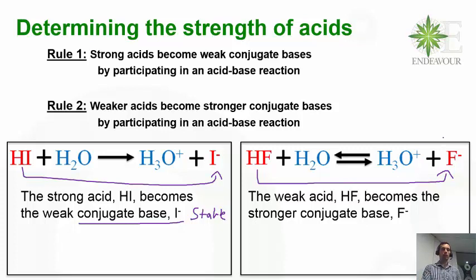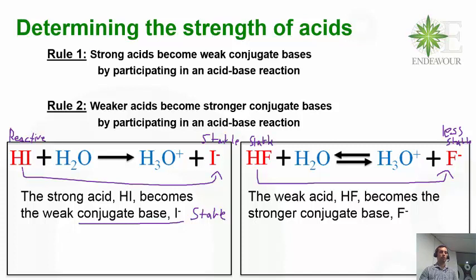Still nowhere near as reactive as a strong acid, but we can say that F- is less stable than the original HF, which was more stable. So based on these rules, you can see that the stability changes through the course of the reaction. Initially for the HI, it was very reactive, but by participating in the reaction to give away its H+, it actually becomes stable. Okay, so whatever characteristic the acid has at the beginning is actually changed through the course of the reaction.